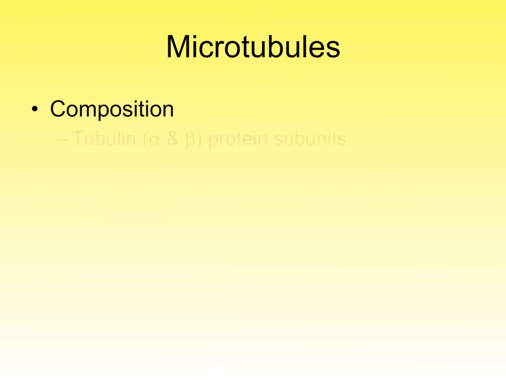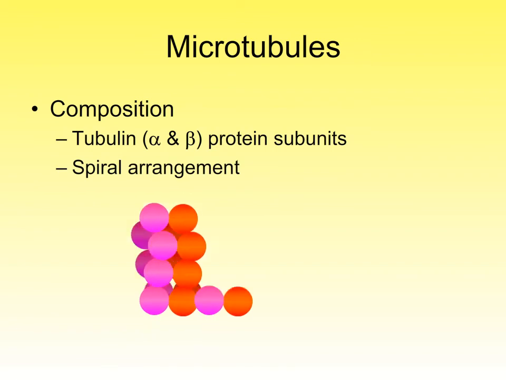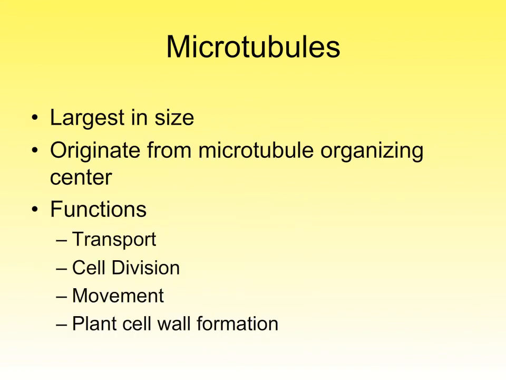Microtubules are composed of two different types of protein subunits, alpha and beta tubulin. The alpha and beta tubulin bind to form dimers. These dimers polymerize to form a hollow tube. Microtubules are the thickest of the cytoskeletal elements and are produced in a structure called the microtubule organizing center. They have many functions in the cell.